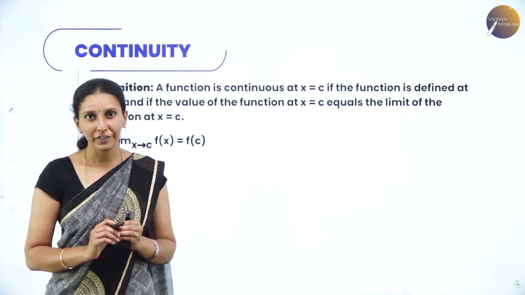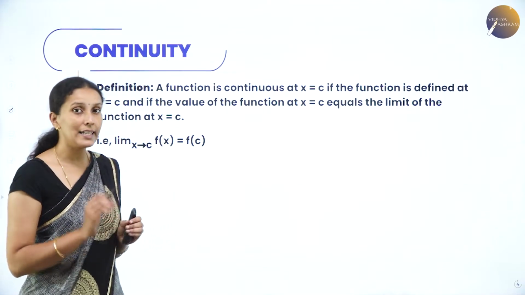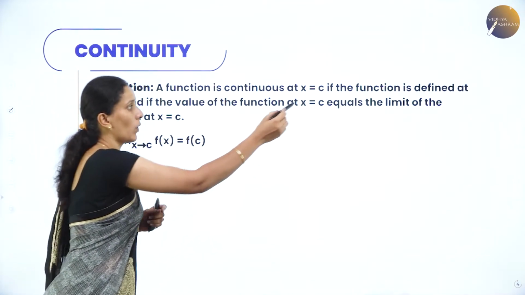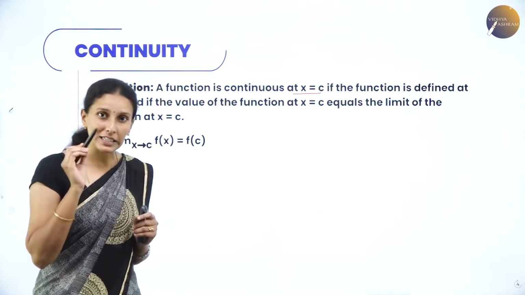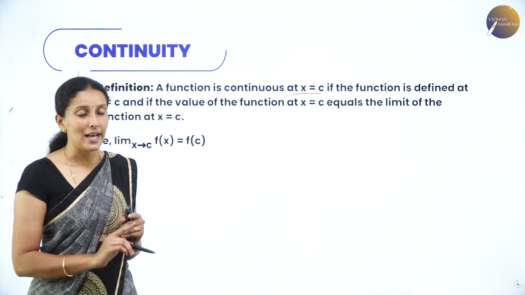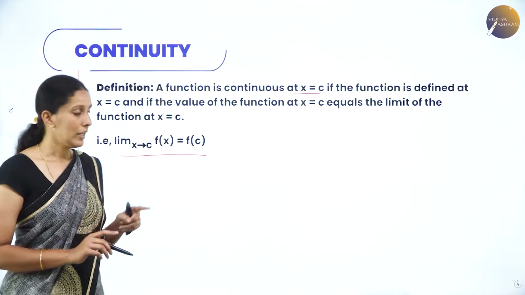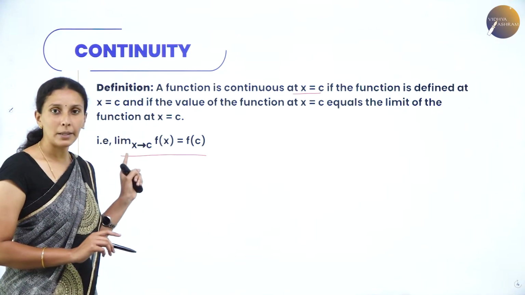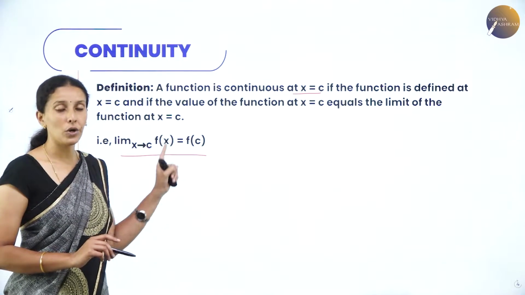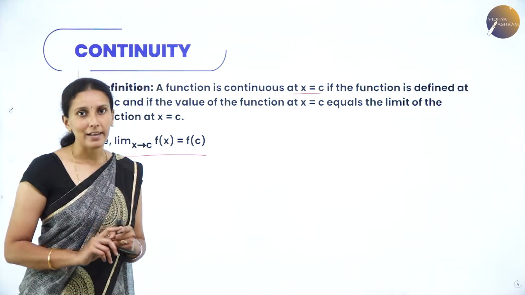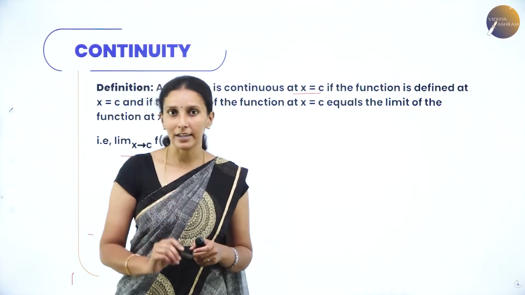Thus, we have a definition for a continuous function, that is, a function is continuous at the point x is equal to c whenever it is defined at the point as well as the limit of the function is equal to the value of the function. That is, the limit of the function as x tends to c of f of x is equal to f of c, then only we say that it is a continuous function. Otherwise, we call it a discontinuous function.